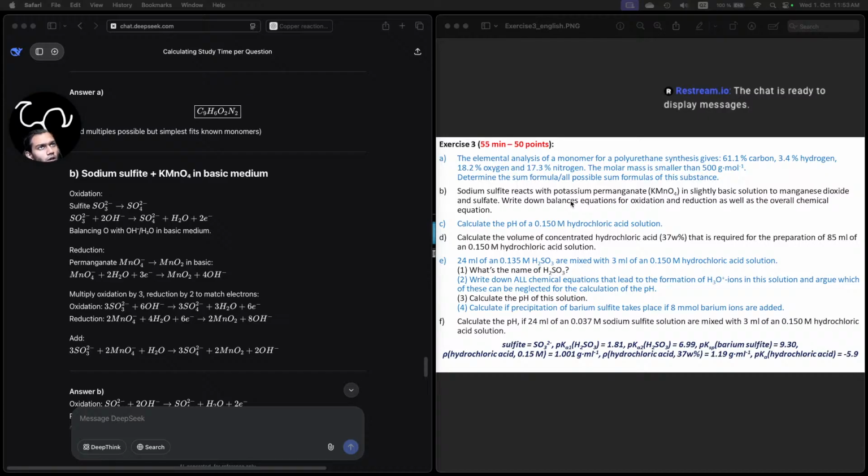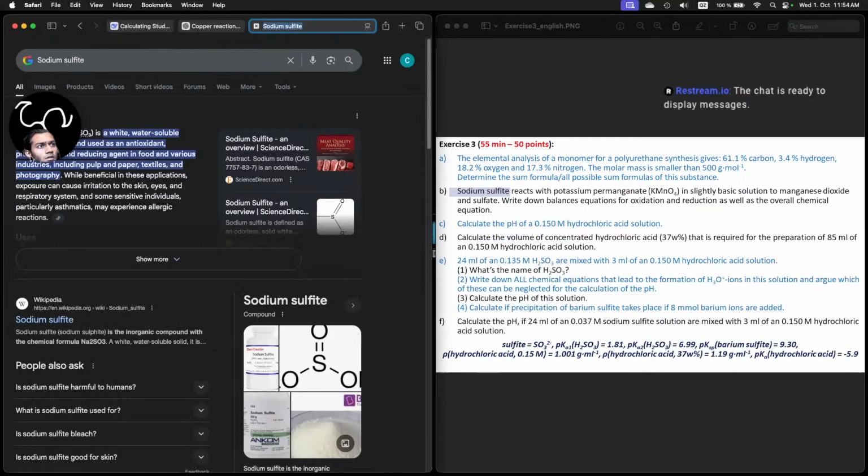Sodium sulfite in a manganese dioxide and sulfate. Now we got sulfate, H2SO4, SO4 2 minus. So sulfite is SO3 2 minus. So Na2SO3, or Na2SO3 twice. Let me see sodium sulfite. I don't know how this thing looks. Na2SO3. That's it. Okay.